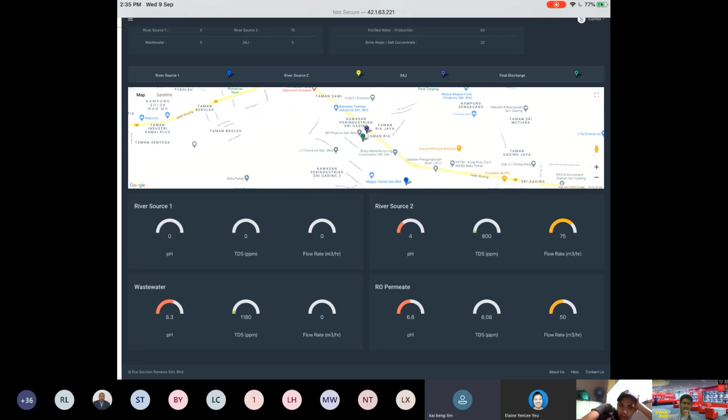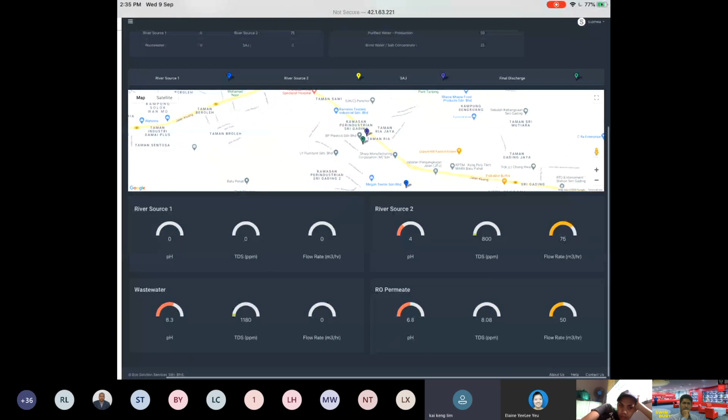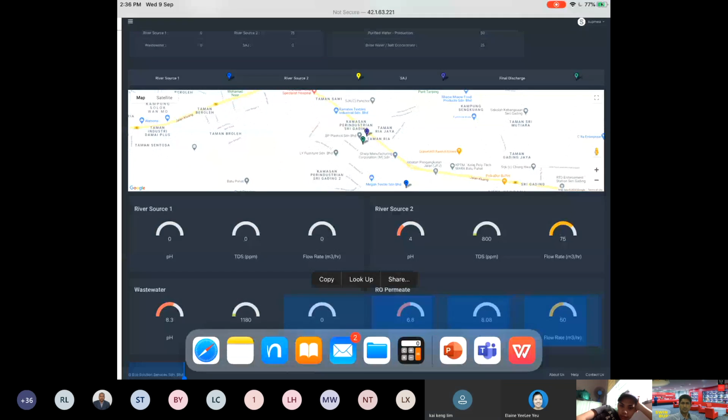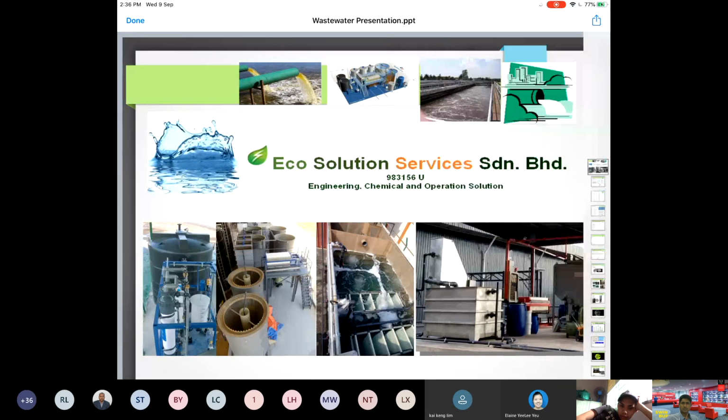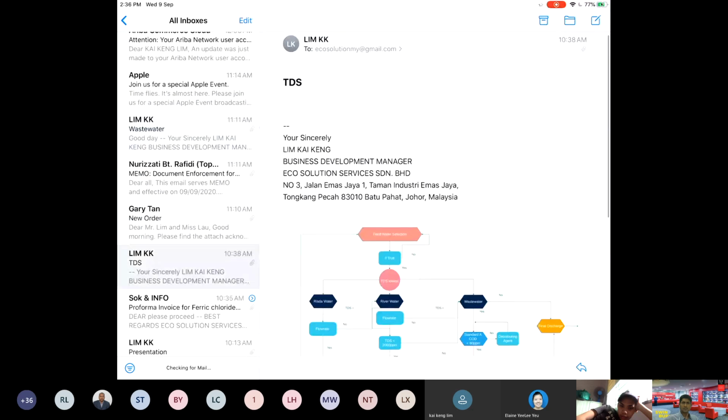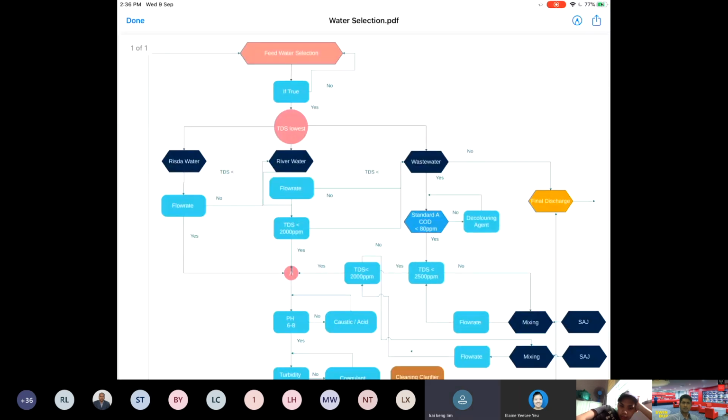as our source into production. Okay, so some people may ask me, is there any programming that you write to actually predict what is the water source? We have some data here. Let me show you. Okay, this is a very brief selection of how the programming actually runs to select the water source out.